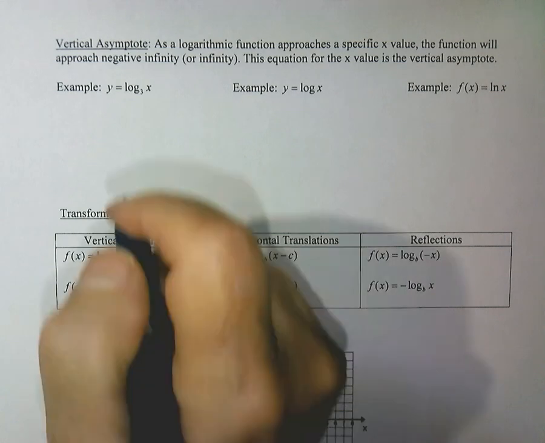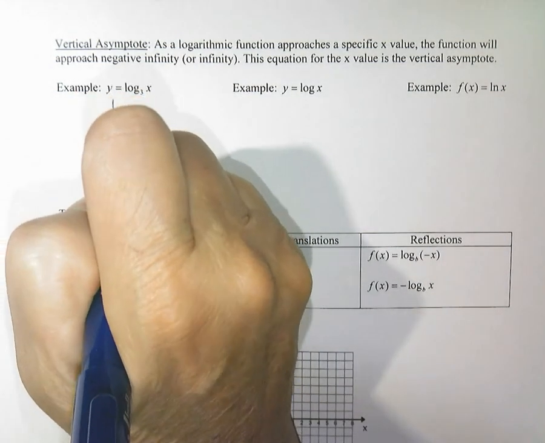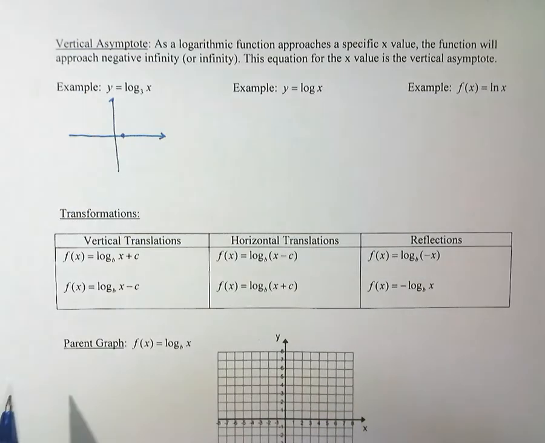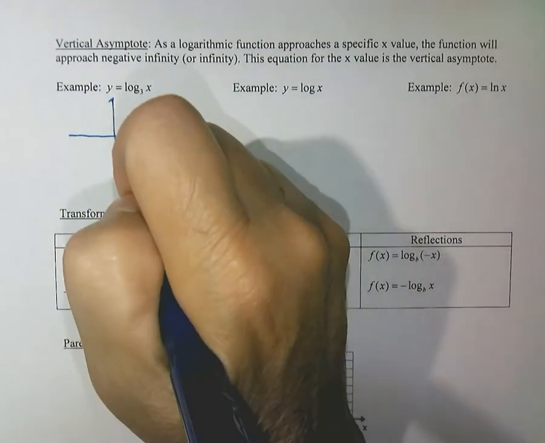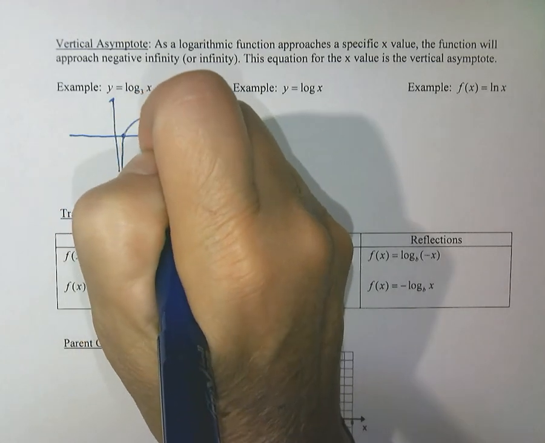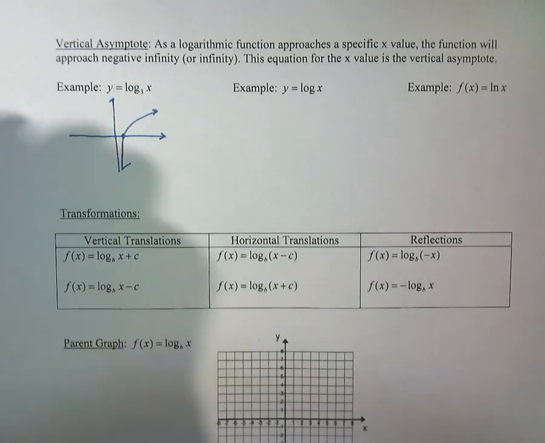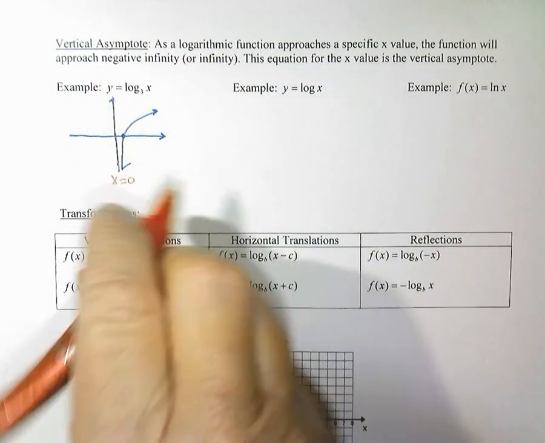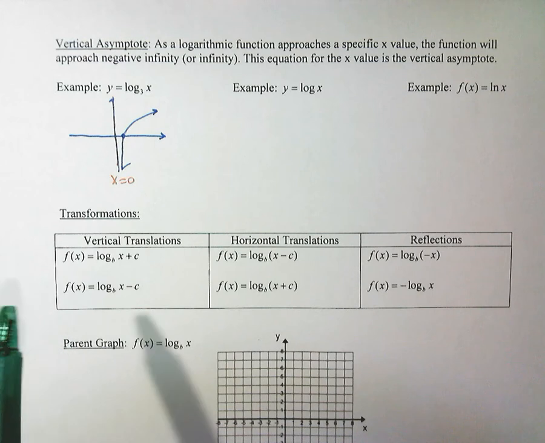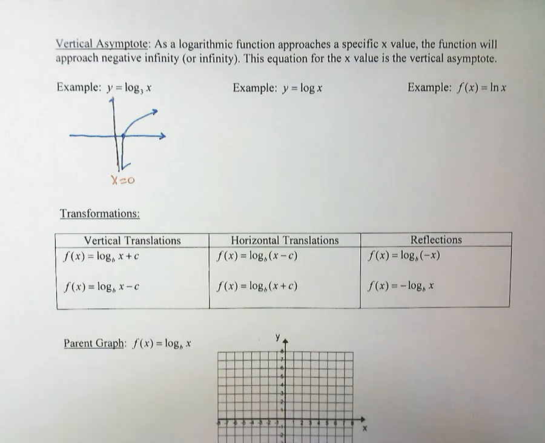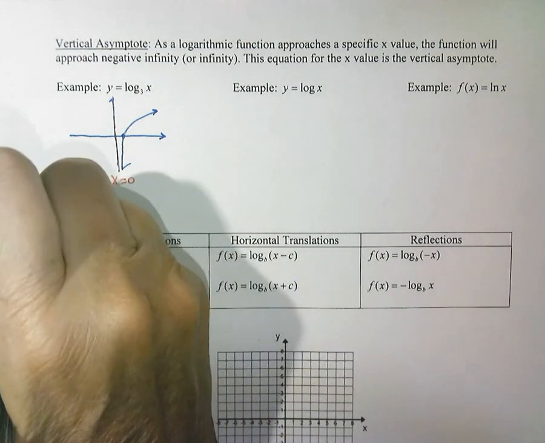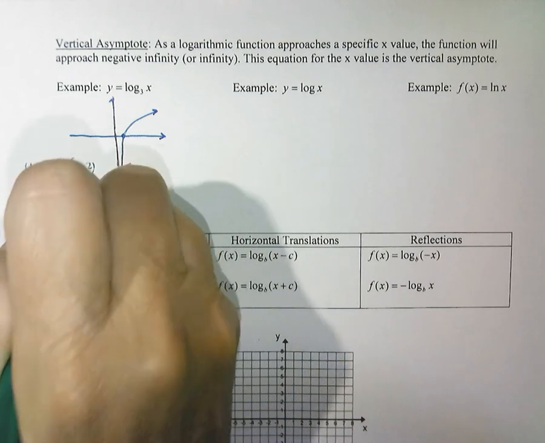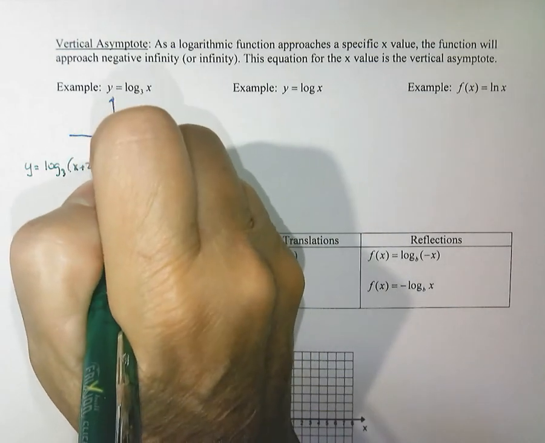So if I give you an example, if I have y equals log base 3 of x, I'm always going to go through this point 1, 0. Log base 3 of x looks like this. And my vertical asymptote is x equals 0. Well, let's change this. Let's do a transformation. What if I did this as y equals log base 3 of x plus 2? That's going to move this left 2.